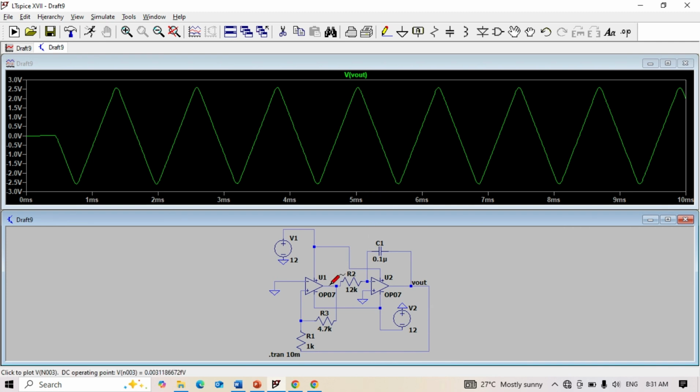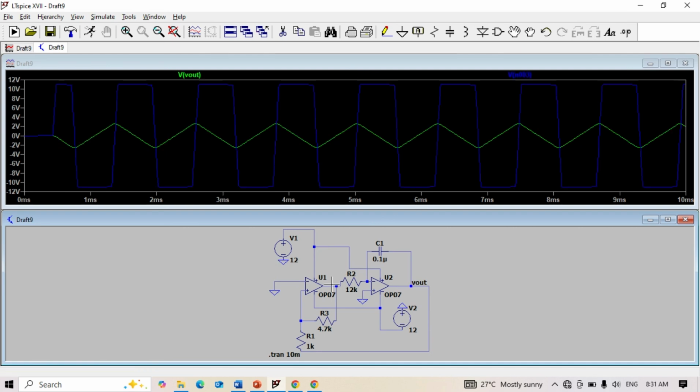And if we try to see the output at the comparator, perfect. You can see something like a square wave here.